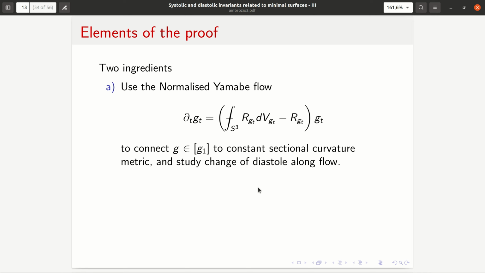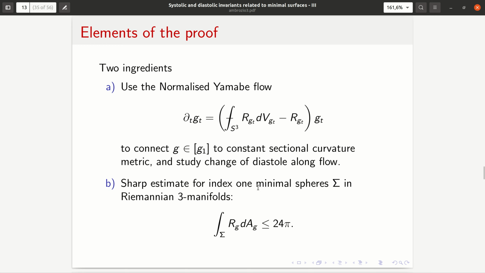So here we use this preservation of positive Ricci, and that helped a lot in the study of how the diastole changes along the flow. Because remember, in positive Ricci, the diastole is realized as the area of a single minimal geosphere of index 1. And index 1 enters here, so the second ingredient is a sharp estimate that holds for index 1 minimal spheres in Riemannian 3-manifolds.